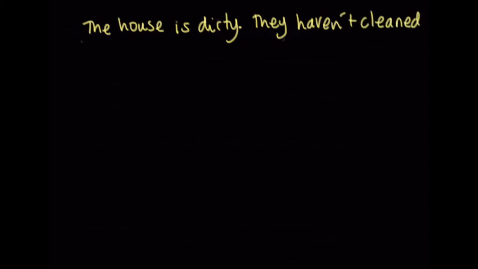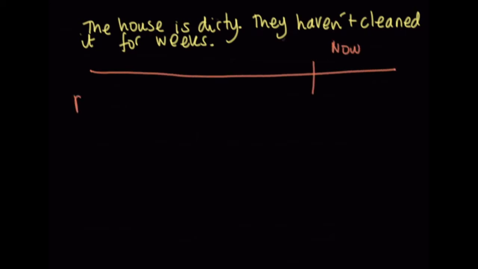The house is dirty. They haven't cleaned it for weeks. So this time we're going to be looking at comparison between the present perfect and the past perfect. So again, let's draw a timeline, and we've got now and the past, and haven't cleaned is the present perfect. And this shows you that it's up until now. The present perfect has always an impact on now. So the house is dirty and they haven't cleaned it up until now.